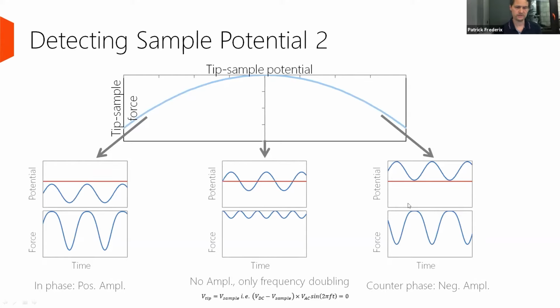So here you are in phase, here you are in counter phase, and this is something we can use in a feedback loop, so that we can adjust this DC voltage so that we always stay around the sample voltage. And that tells us at the same time that if I am here, then I know that my tip voltage equals the sample voltage. So by monitoring the DC voltage, I get a measure of my local sample voltage. And that is the idea behind the KPFM measurements that we put in our AFM.